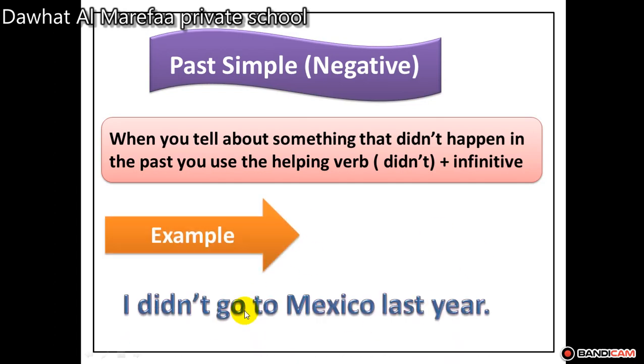Example, as you see: I didn't go to Mexico last year. So this is I didn't. This is a helping verb when we use it in the negation, لما نستخدمه في النفي. I didn't go. The go here is the main verb, or the verb in infinitive, that we didn't add anything to, لا نضيف أي شيء. We return the verb to the main verb, نرجع الفعل للأصل. I didn't go to Mexico last year. Okay. We want to see more examples.